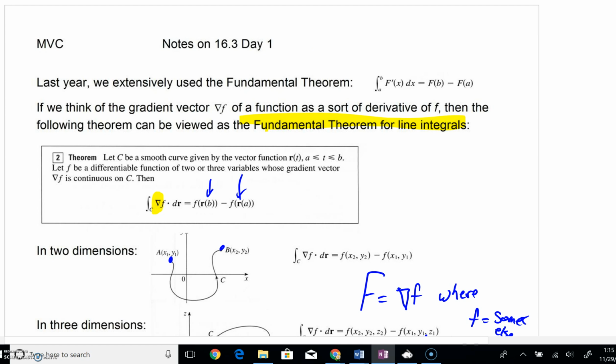Last year, we extensively used the fundamental theorem of calculus. That showed up so very much. We had f prime of x inside of our integral. We took an antiderivative and we evaluated that, plugging in our upper bound minus our lower bound. We're not going to prove this today.